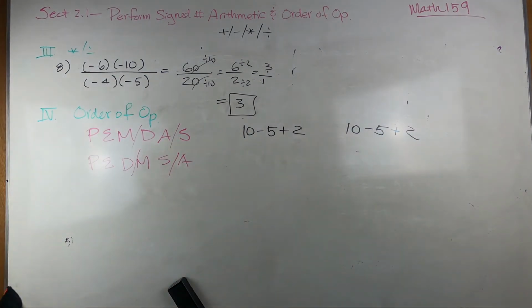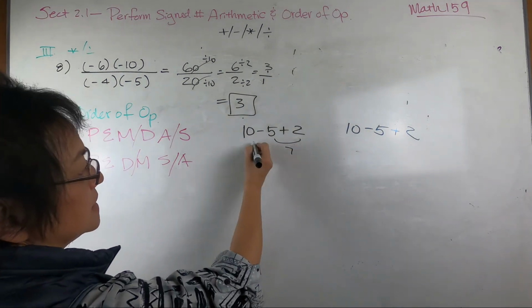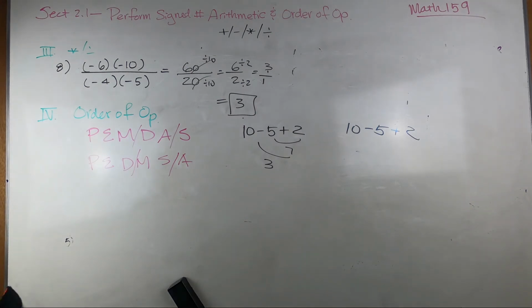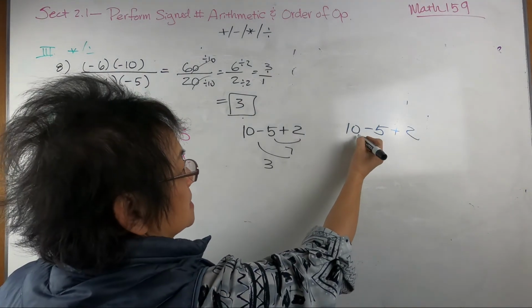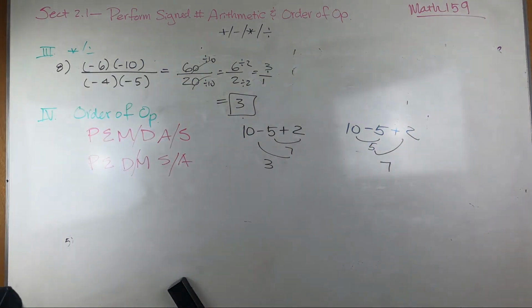If you do addition first, it becomes 7, then 10 minus 7 becomes 3. If another person does it, 10 minus 5 is 5, 5 plus 2 is what? 7. You end up with 2 different answers. We don't do that. For math, we all get the same answers.